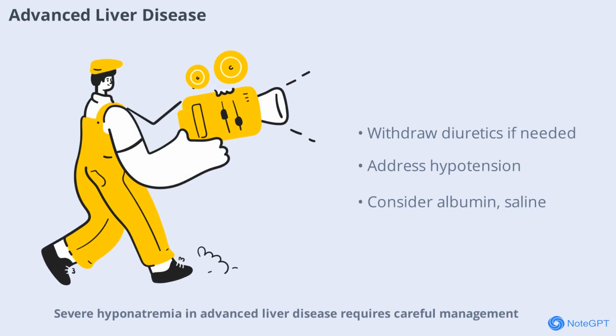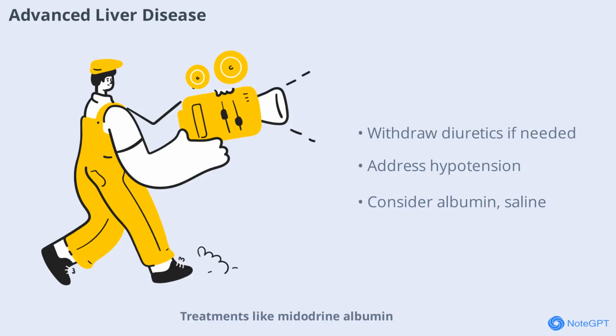Severe hyponatremia in advanced liver disease requires careful management. Diuretics may need to be withdrawn and hypotension addressed. Treatments like midodrine, albumin, or hypertonic saline may be considered in severe cases. Close monitoring is essential to prevent complications.